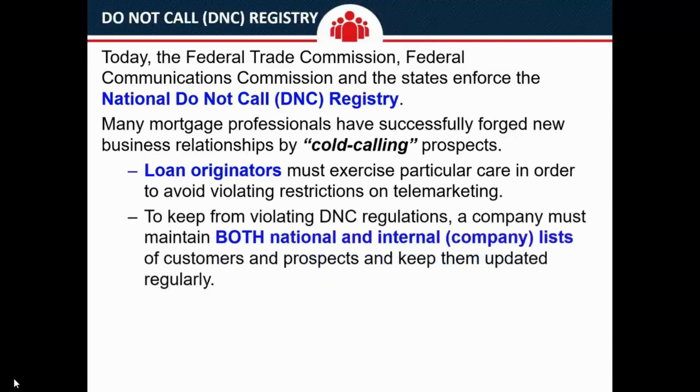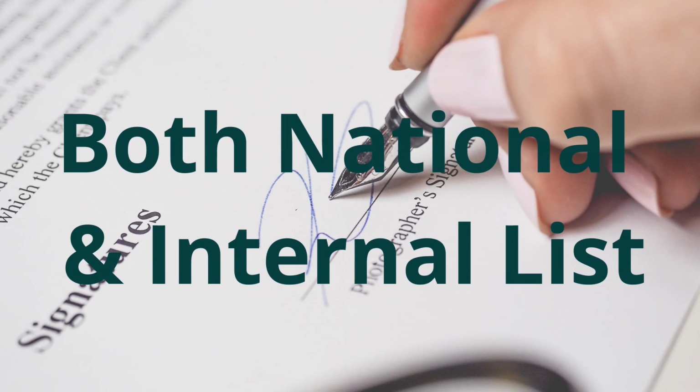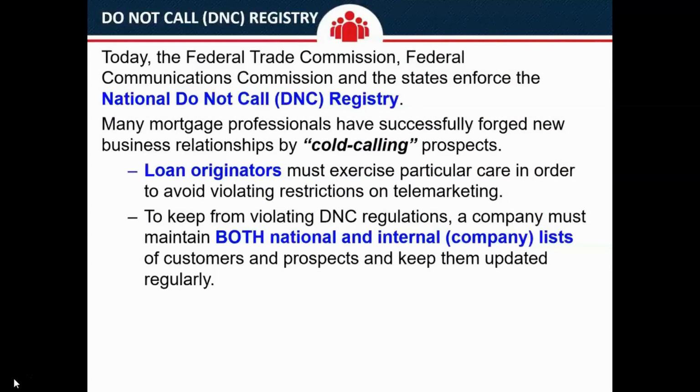To keep from violating the Do Not Call regulations, a company must maintain both a national Do Not Call list and an internal list of customers and prospects, and keep it updated on a regular basis. The national Do Not Call list can be found by going to the internet and typing donotcall.gov. But each company must also keep their internal list of consumers who have said, don't call us anymore. Or once you have called them, they say they're not interested, don't call us anymore. They're supposed to maintain an internal company list of customers that don't want to be called.